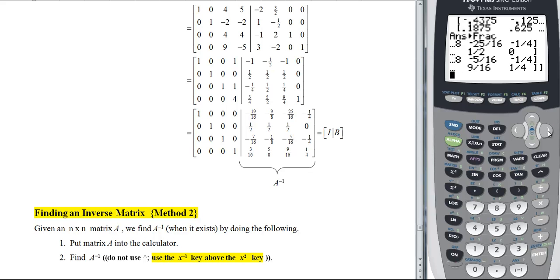Just which way are you going to choose? That's it for this section, and I don't care which method you use. You've got to know how to find an inverse, though. Thank you. Talk to you later. Bye-bye.